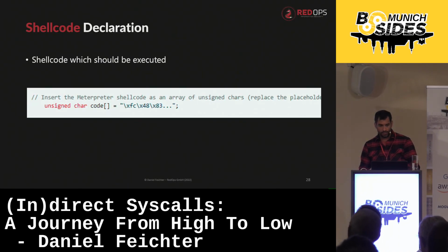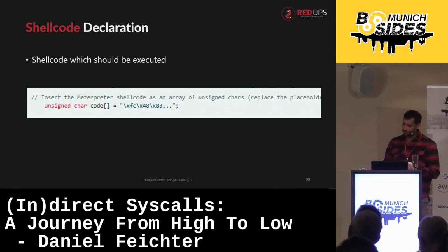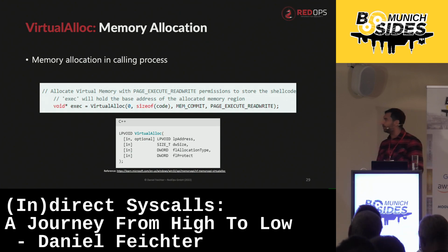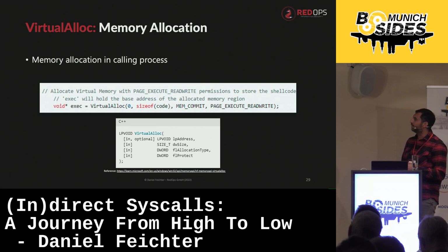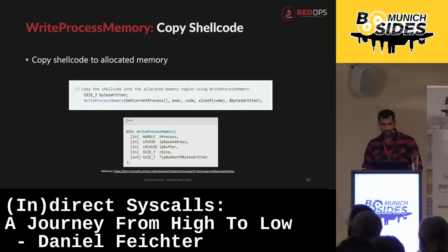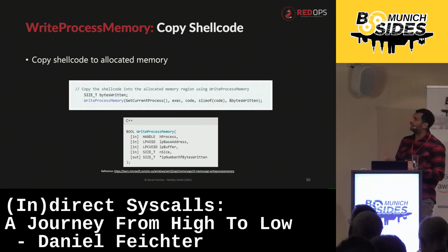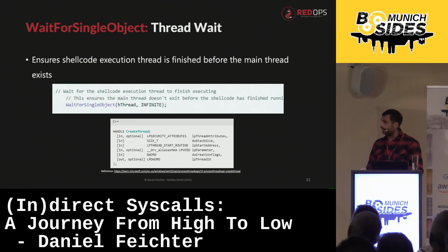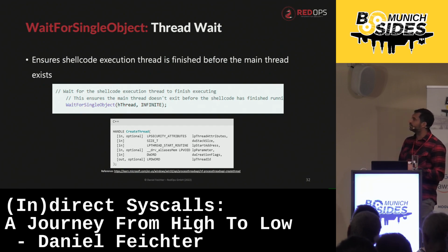So what do we need in our loader? We have to declare our shellcode. We need a possibility to allocate and commit memory. In this case, we are using VirtualAlloc. Then we want to copy the shellcode into memory by using WriteProcessMemory. We want to execute the shellcode by creating a new thread. And we want to wait until the shellcode execution is finished, until the main thread can then exit. And therefore, we use the Windows API WaitForSingleObject.